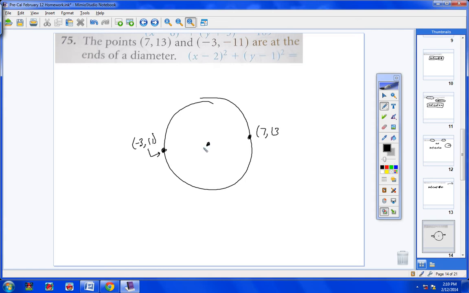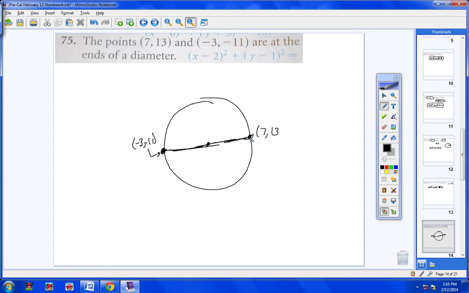And here's the center right in the middle, and we're going to draw this line. Now that's exactly what this says that we have. Read it carefully. The points (7, 13) and (-3, -11) are at the ends of a diameter. So this is a diameter right here, and these are the ends of it.